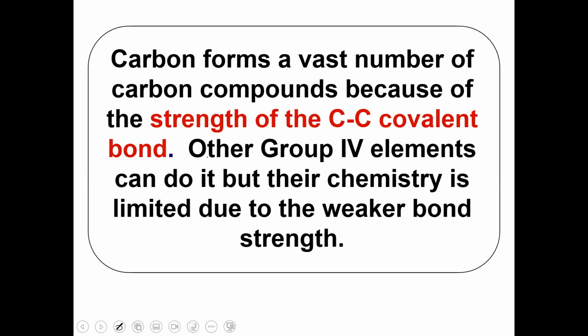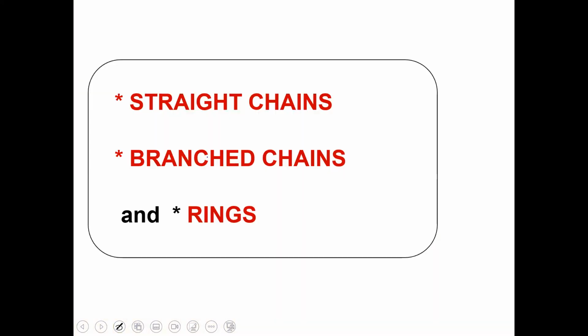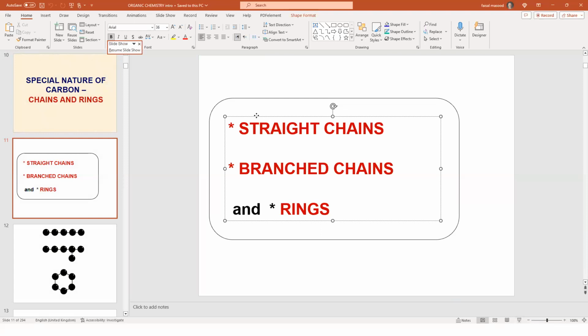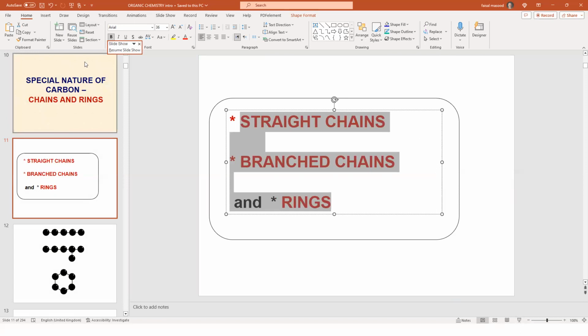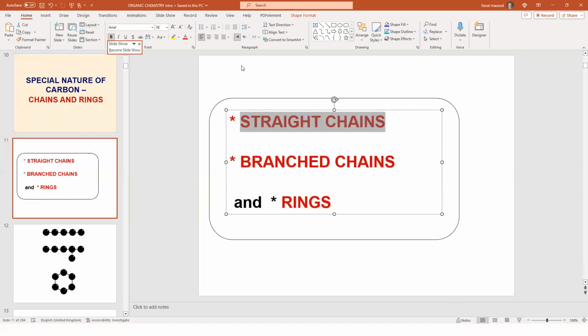So this is called catenation. Carbon atoms form a vast number of carbon compounds and they have the ability to form chains and rings. So carbon forms straight chains, carbon forms branched chains, and carbon also forms rings. Carbon is capable of forming so many varieties. Then you have to copy this screen. Yeah, copied. Carbon atoms are able to form straight chains, branches, and rings.